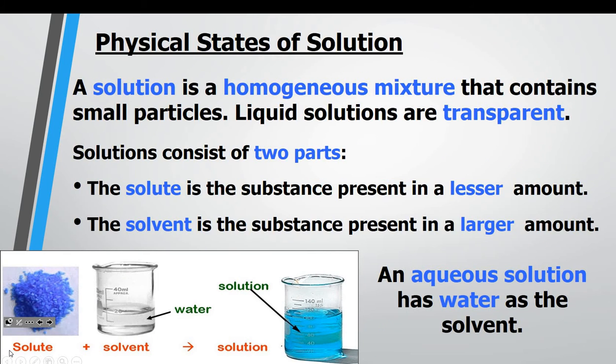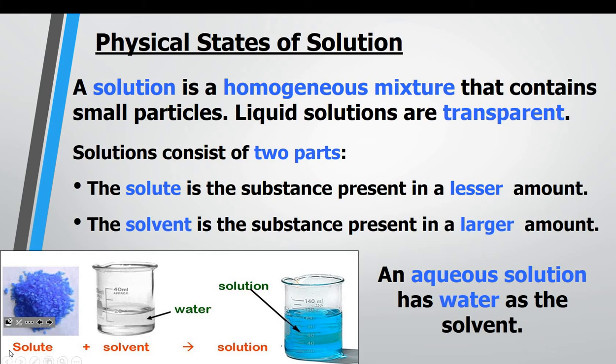Okay, so when we're looking at solutions, states of solutions, physical states, a solution is a homogeneous mixture. So when I say solution, it's homogeneous throughout. The particles are very, very small. It's usually transparent. You can see through it. A solution consists of two parts, a solute and a solvent. The solute is what you're dissolving. The solvent is what's doing the dissolving.